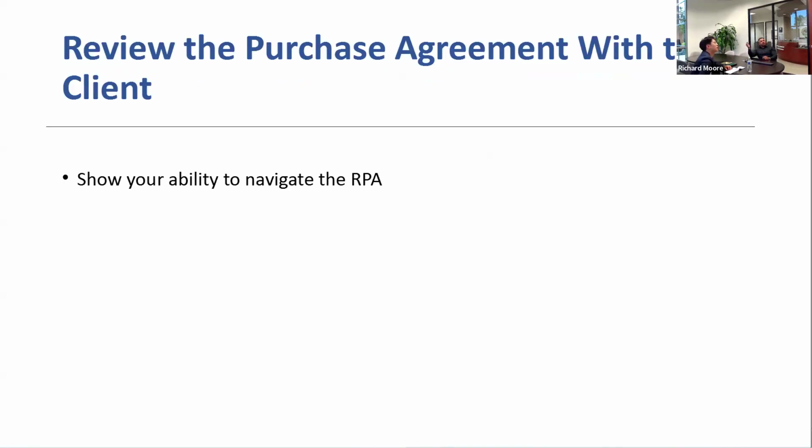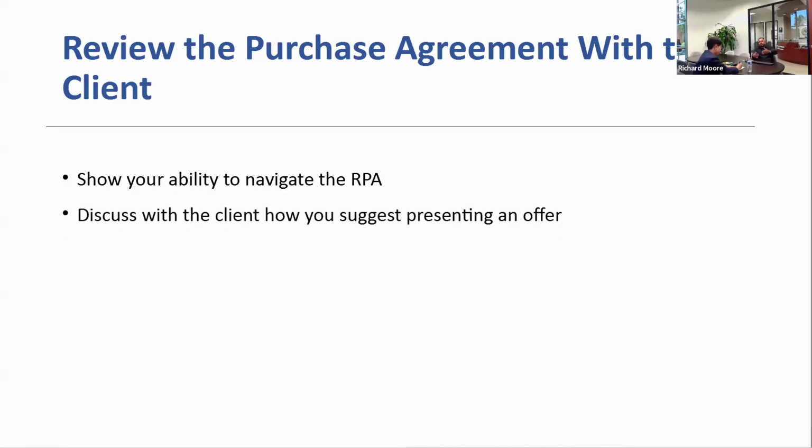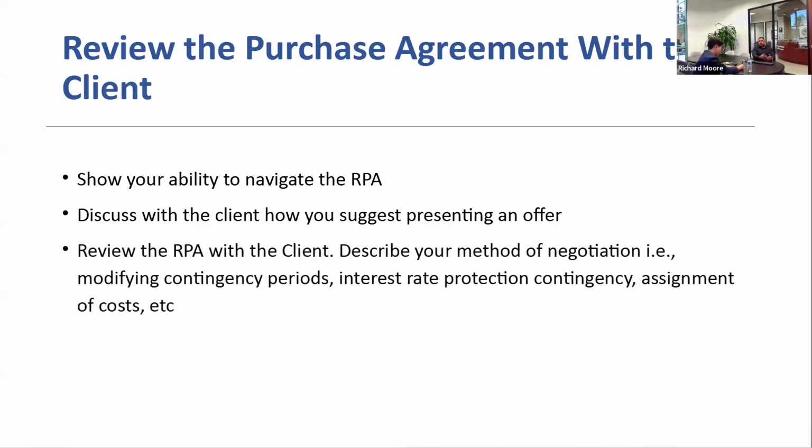Show your ability to navigate the purchase agreement. Show them how many pages the purchase agreement is, and go through it and say, look, this section talks about this, and this is what we're going to do, and this is how we're going to write it up. Even though you still haven't written up any offers, you want to show them your knowledge of the RPA. Discuss with the client how you suggest presenting an offer. So as you're going through the offer, you're saying, look, this is what we can do to make your offer look a little bit better when we're ready to submit the offer. So that way, when you're ready to submit an offer, they know exactly what's going to happen.